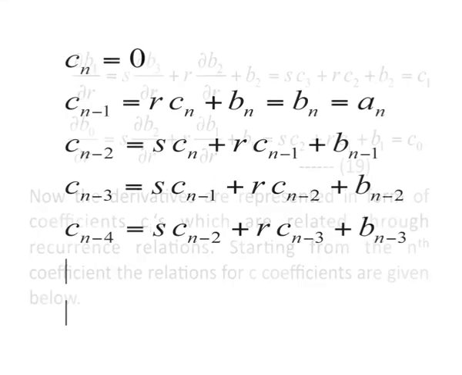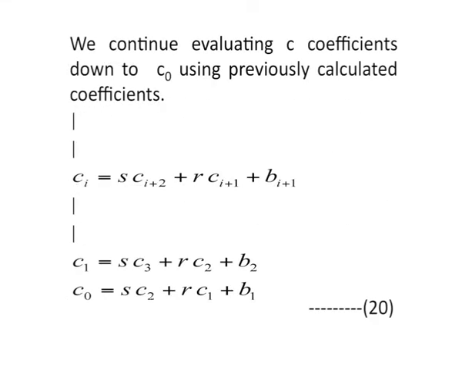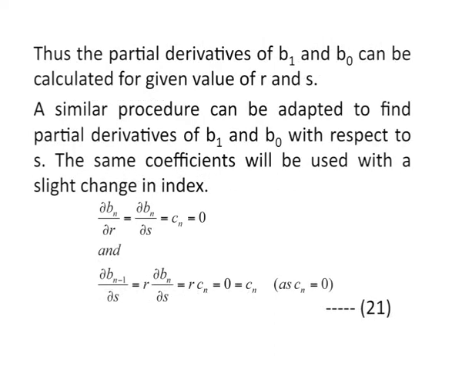Starting from Cn is equal to 0, we continue with the C coefficients in downward direction, Cn minus 1, Cn minus 2, Cn minus 3, and so on, and the generalized relation for coefficient C is Ci equal to S Ci plus 2 plus R Ci plus 1 plus Bi plus 1, and finally, we get the coefficients C1 and C0. We can find the derivative of B1 and B0 with respect to S, similar to the derivative with respect to R.